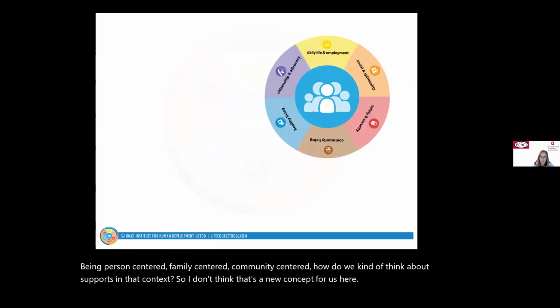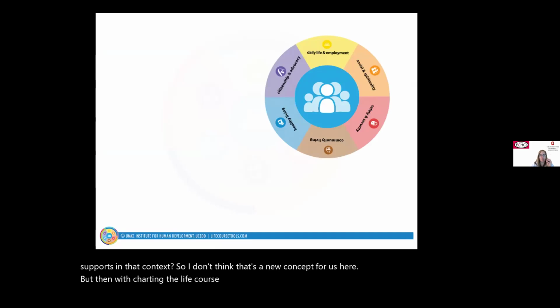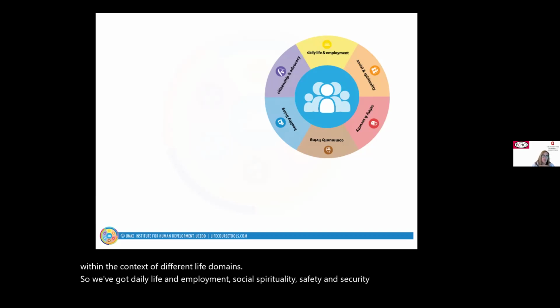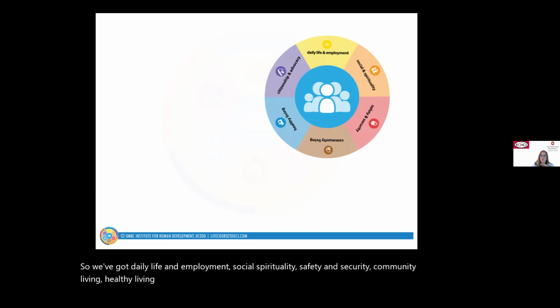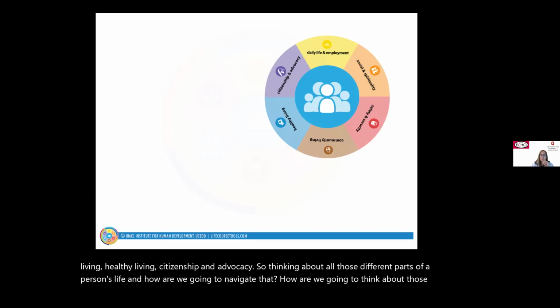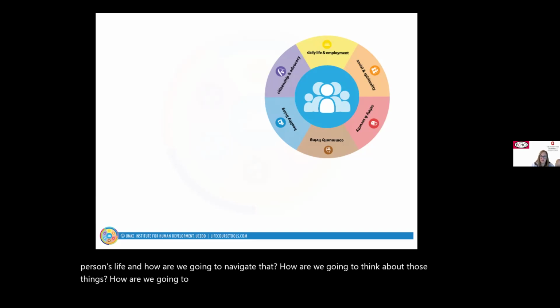But with Charting the Life course, you're thinking about that person and that family within the context of different life domains. So we've got daily life and employment, social spirituality, safety and security, community living, healthy living, citizenship, and advocacy. So thinking about all those different parts of a person's life, how are we going to navigate that? How are we going to think about those things? How are we going to prioritize which area of life we want to focus on for whatever period of life we are in?